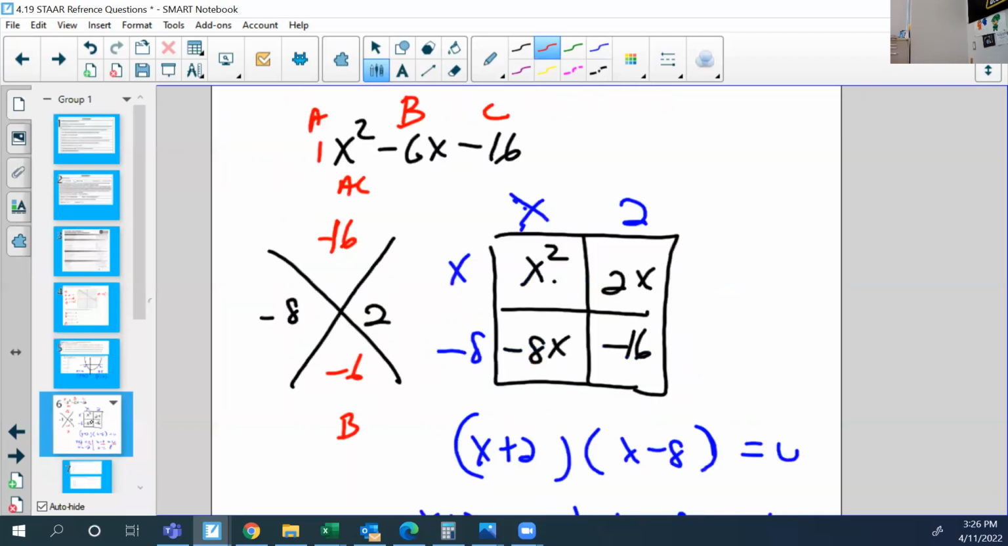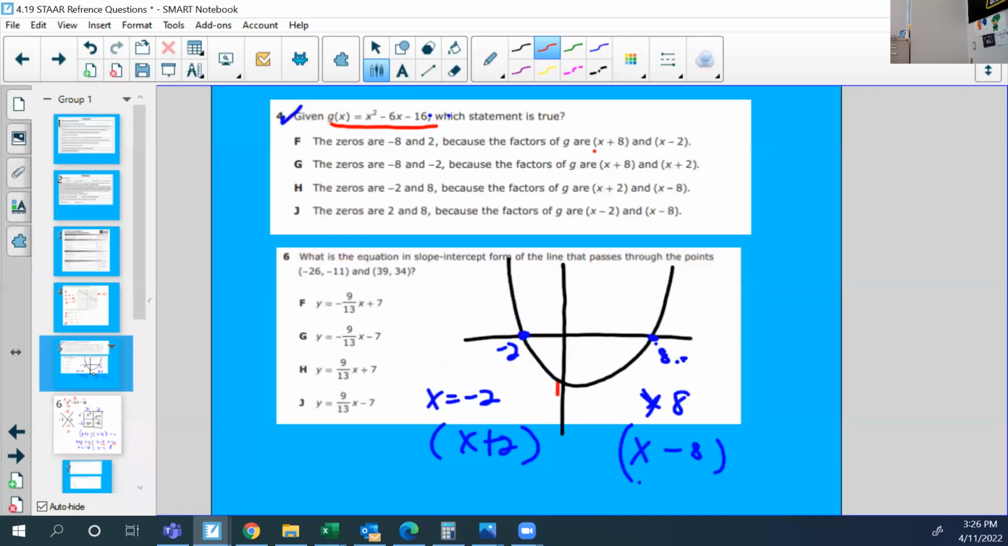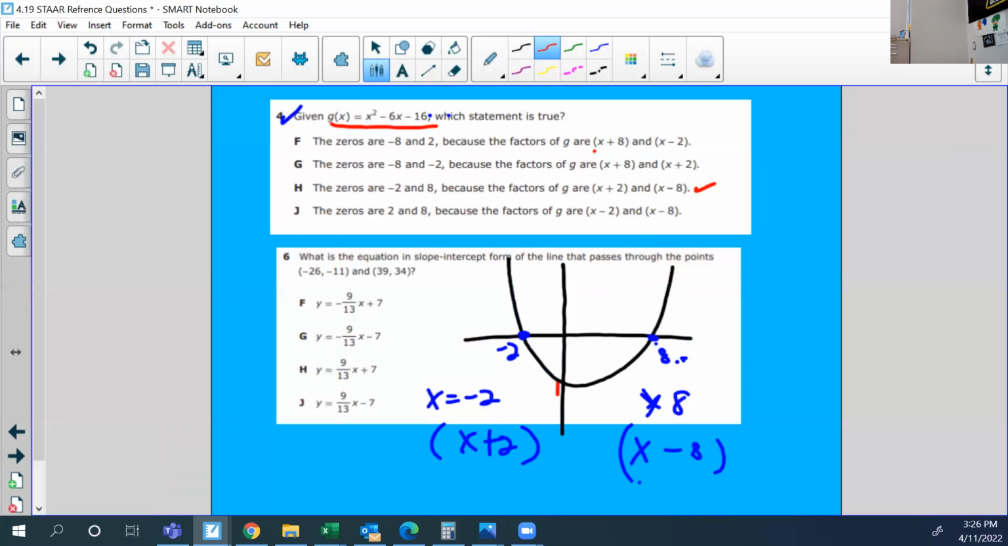Let's go back. x plus 2, okay, and x minus 8. So this is the right one then. All right, so J is the right answer. So that's one way of doing it. Well, I think if you graph it on a calculator, that's probably faster.